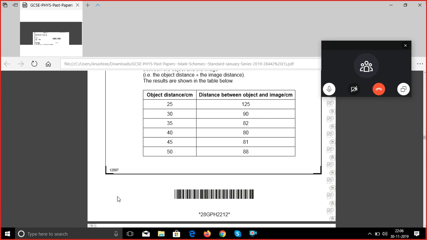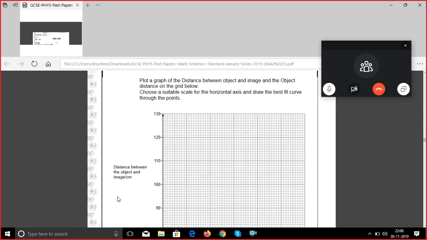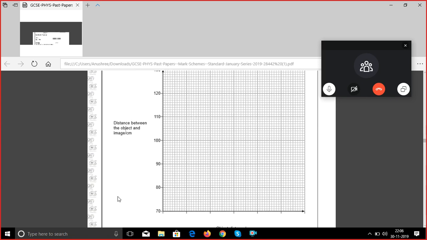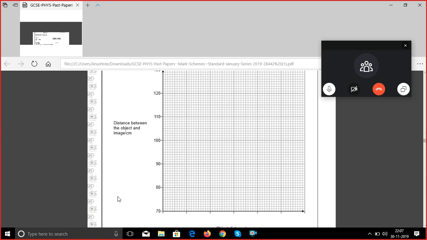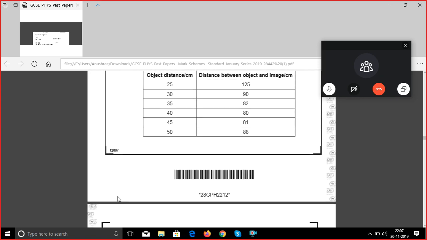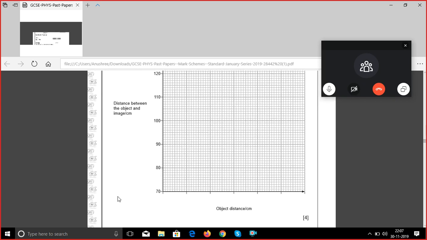Can you add additional spaces in the graph? Here on the object distance axis, you have to write according to the table. So distances are from 25 to 50. What you can do is take a distance of 5 centimeters or 10. You can take 10, 20, 30, 40, 50, or you can do 25, 30, 35, 40, 45, 50.